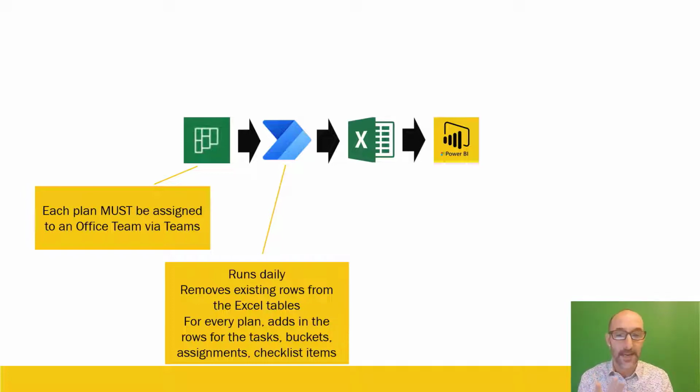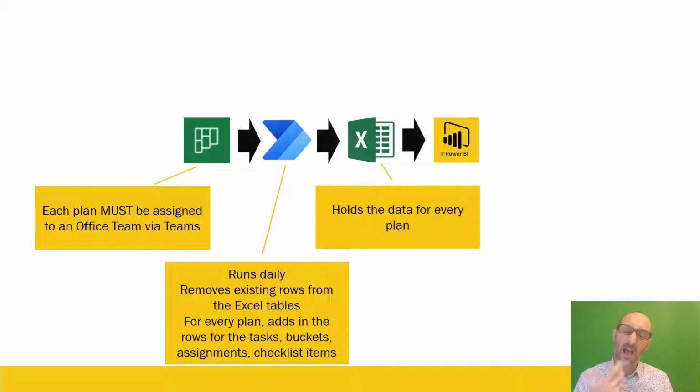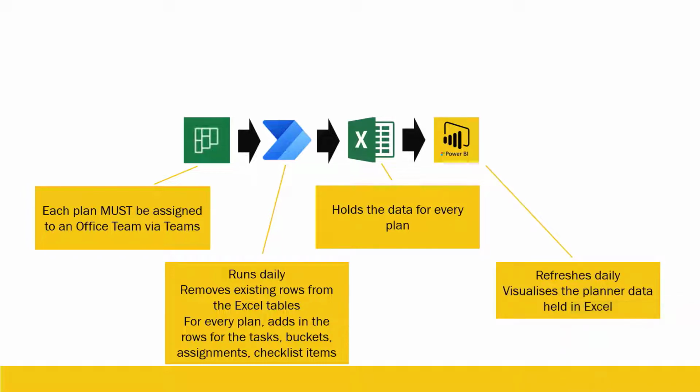It removes existing tables out of that Excel sheet, and then for every plan in the default Flow, it goes and creates new rows for all of the tasks, all of the buckets, all of the assignments, and all of the checklist items. That's then stored into an Excel file on different tables, and I store that Excel file in SharePoint Online. Because we store it in SharePoint Online, we can access that data via Power BI, and that Power BI file can just be set up for a scheduled daily refresh.